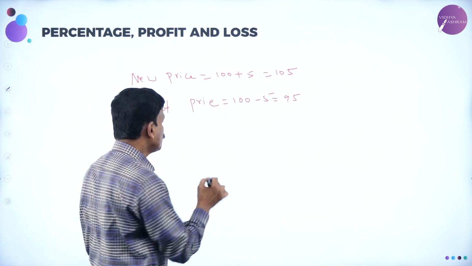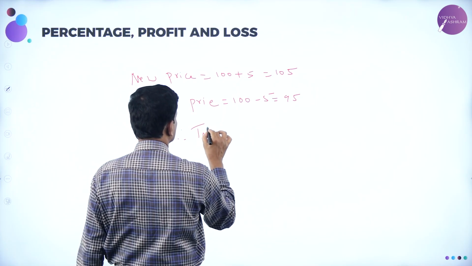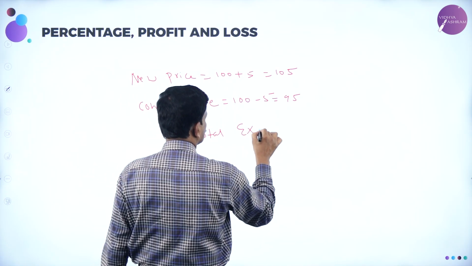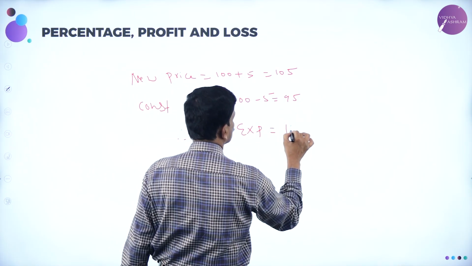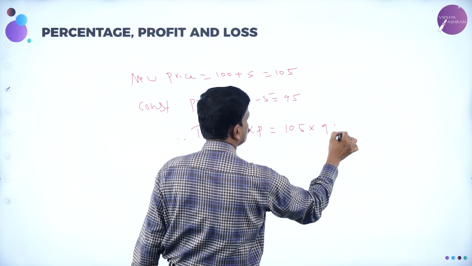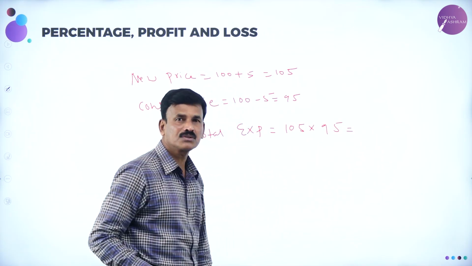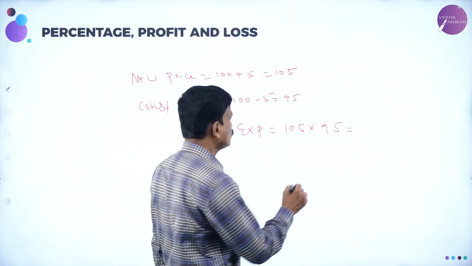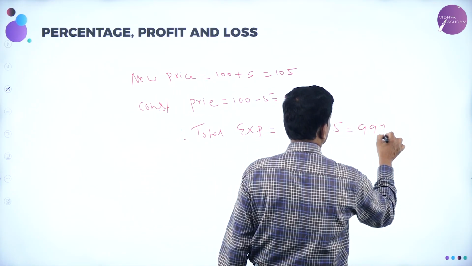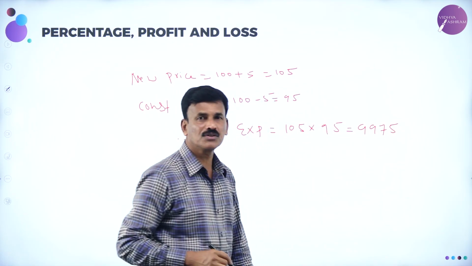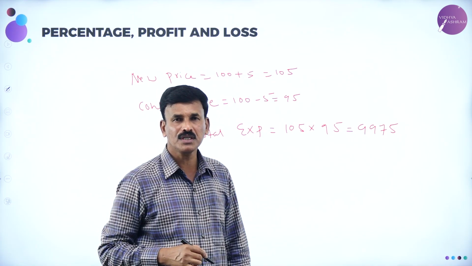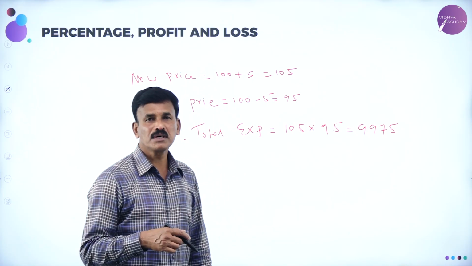So the total expenditure is equal to these two, 105 into 95. What is this equal to? This is equal to 9,975. Okay. Now calculate the total expenditure decrease.